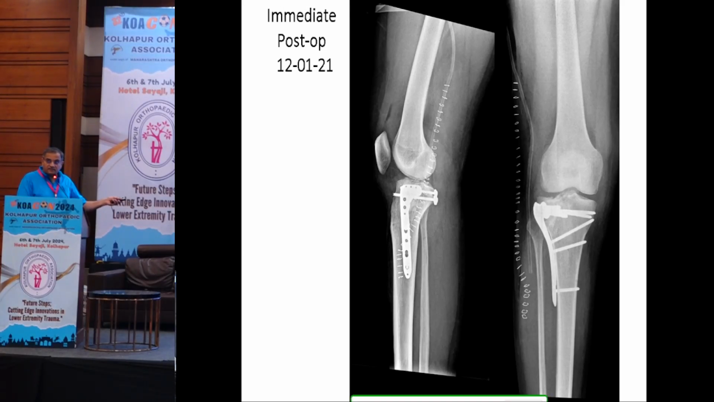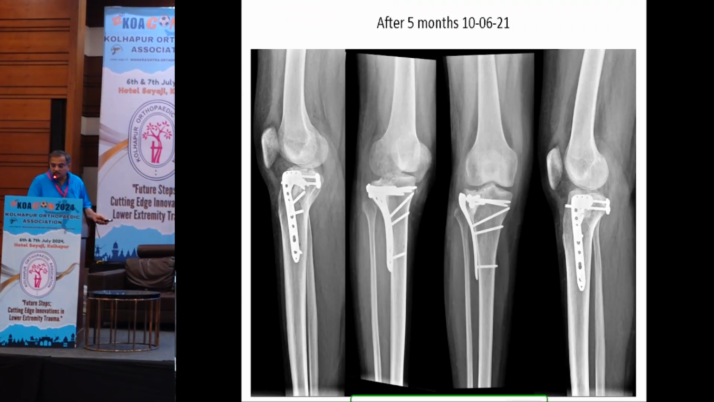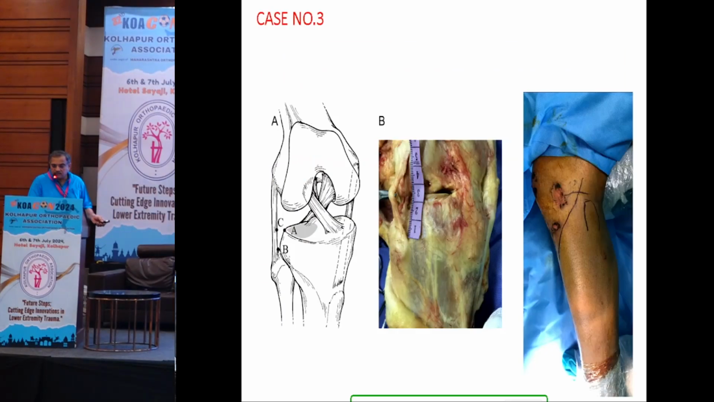Now, in this particular patient, it was difficult to pass or put a plate. The space was really less. So I used 2 CC screws, and this is the outcome of the patient.